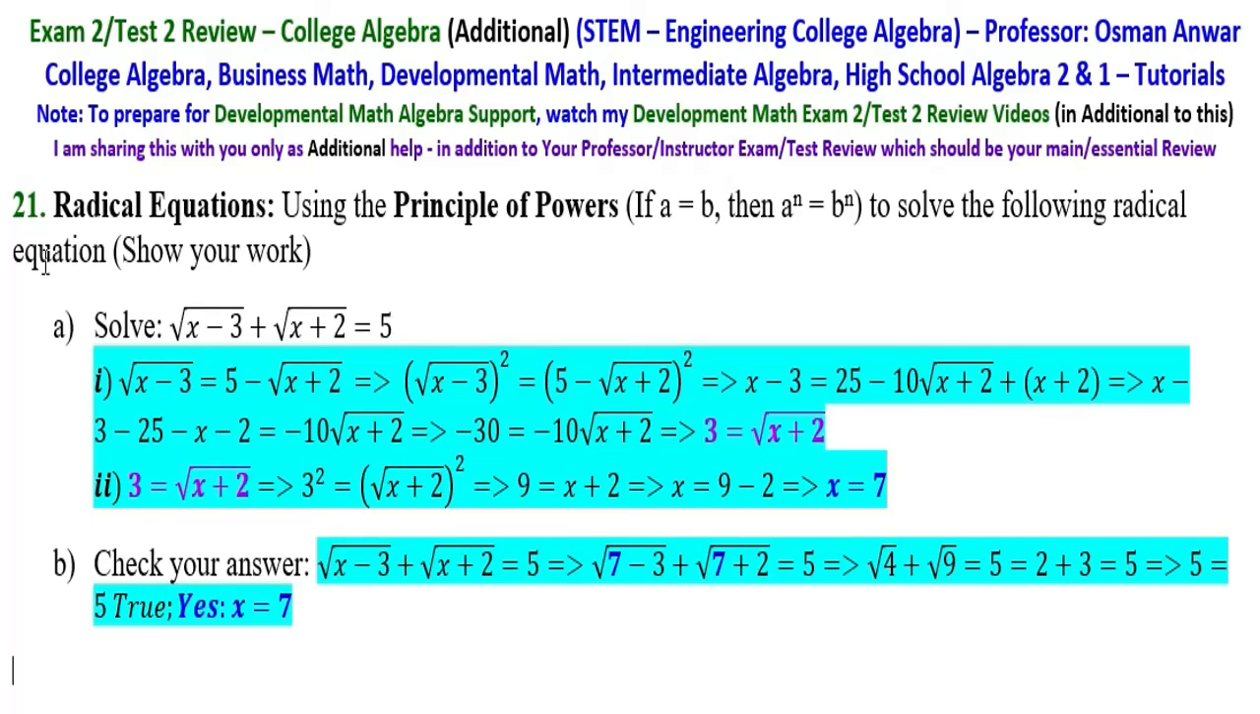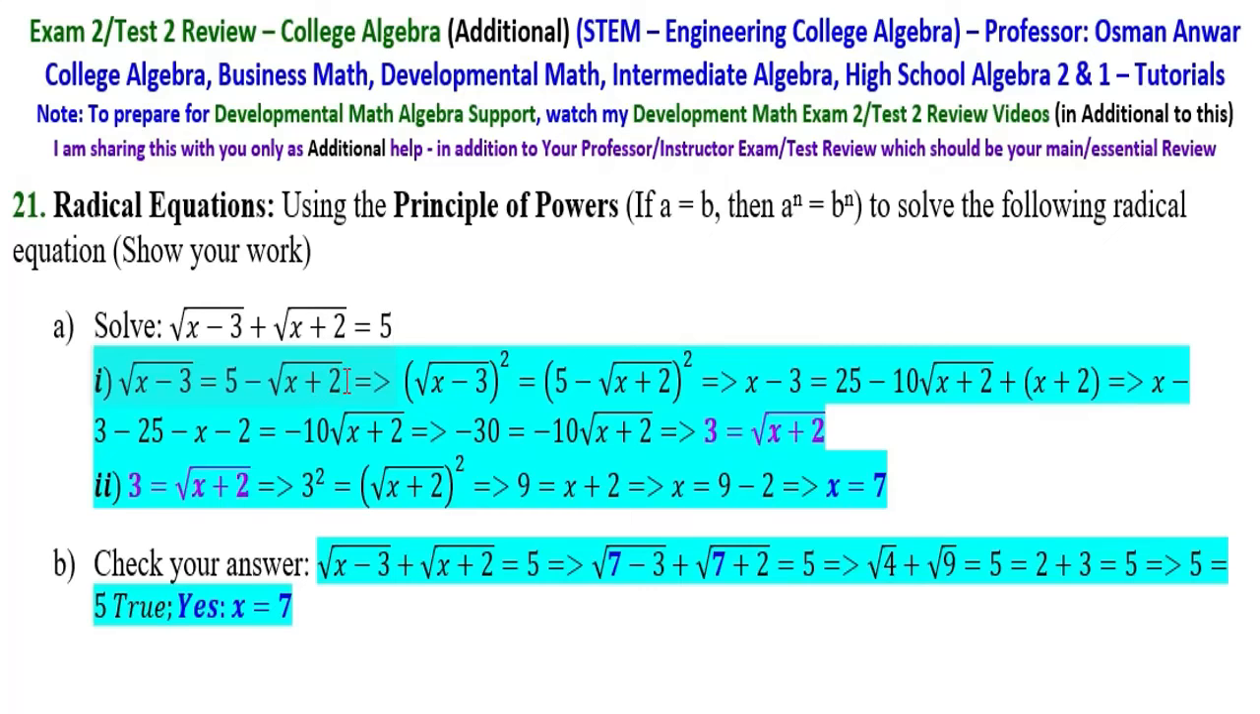Number 21 is again radical equation. Use the principle of powers. If a equals b, then a to the n equals b to the n to solve the following radical equation. That is solve square root of x minus 3 plus square root of x plus 2 equals 5. Now to solve, we have two radicals, then you have to separate one of them. So separate x minus 3.